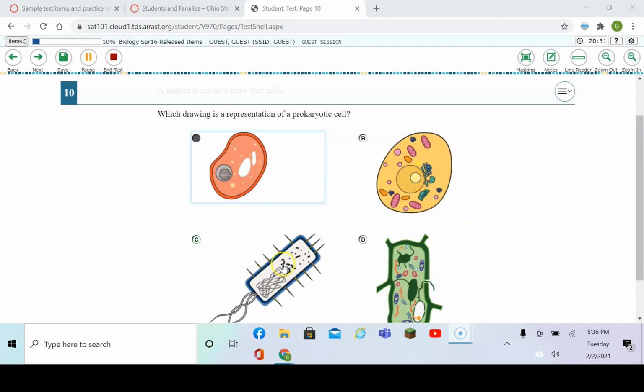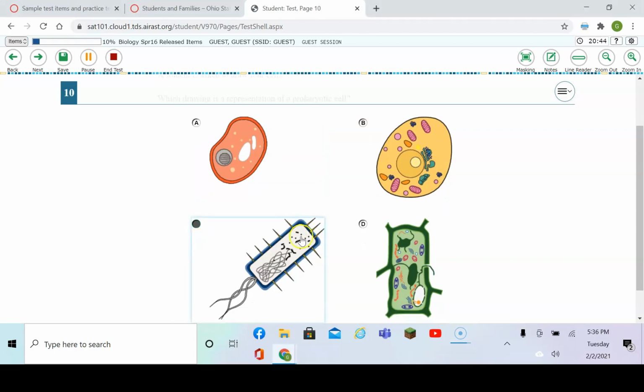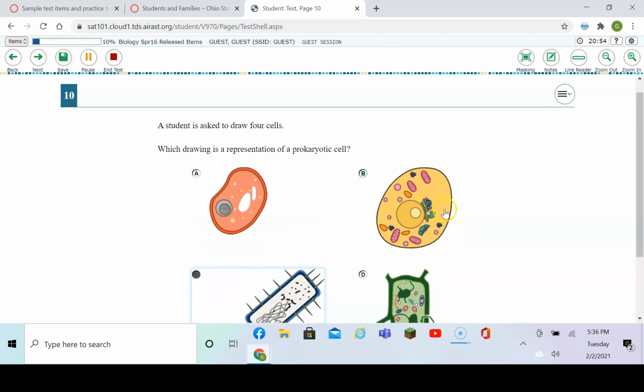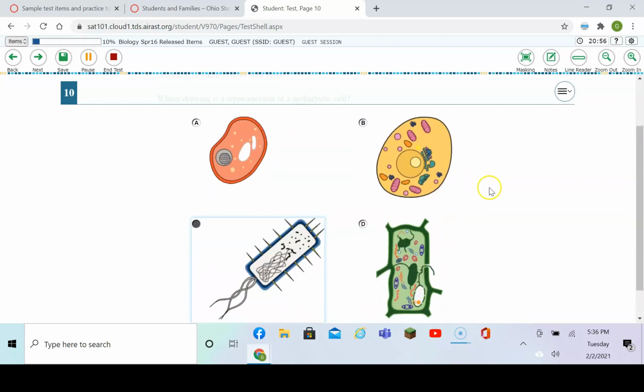C doesn't have a nucleus. The DNA is just floating around in the cytoplasm. It's a single cell. Remember, prokaryotic cells are bacteria. That looks like a picture of a bacteria to me. So C would be the prokaryotic cell. D is a plant cell with organelles and a nucleus. So what an easy one. Remember, pro means no, eu means you do. Pro, no nucleus; eu means you do have a nucleus.